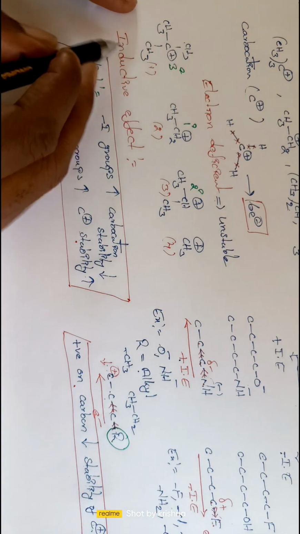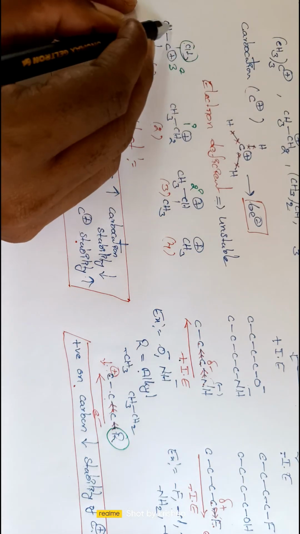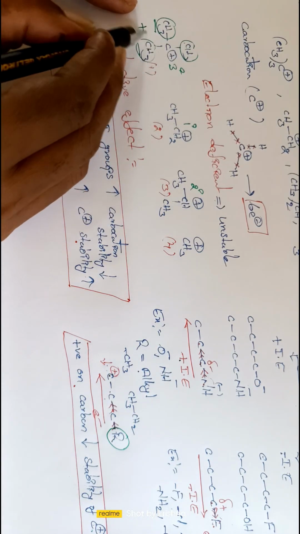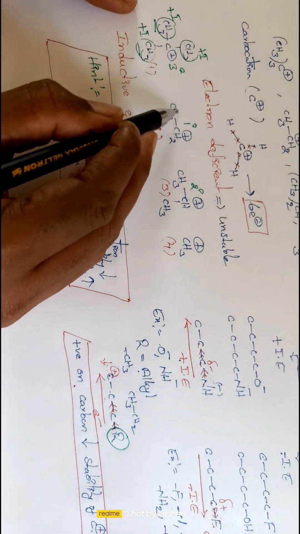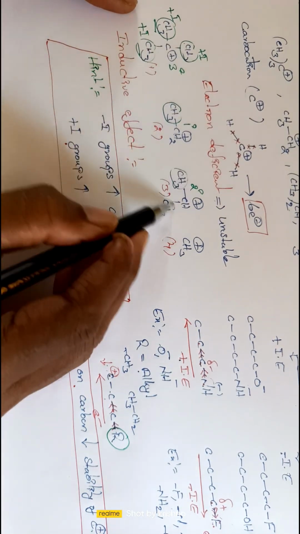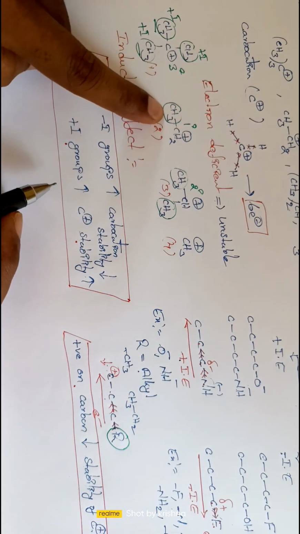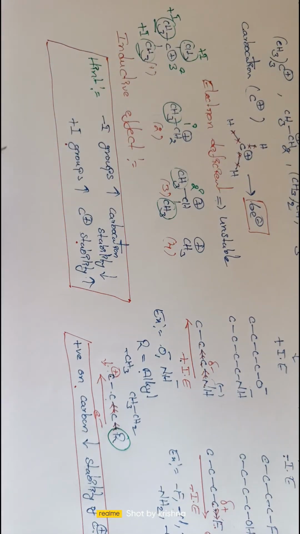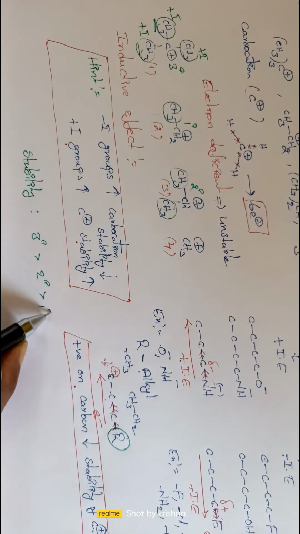Here how many alkyl groups are connected? 3 alkyl groups are connected. How many plus I groups here? 3 plus I groups. As plus I groups increase, stability of carbocation increases. Here 1 plus I group is present, here 2 plus I groups. This is tertiary carbocation, secondary carbocation, primary carbocation, and this is methyl carbocation. So what is the stability order? Tertiary, secondary, primary and methyl carbocation.